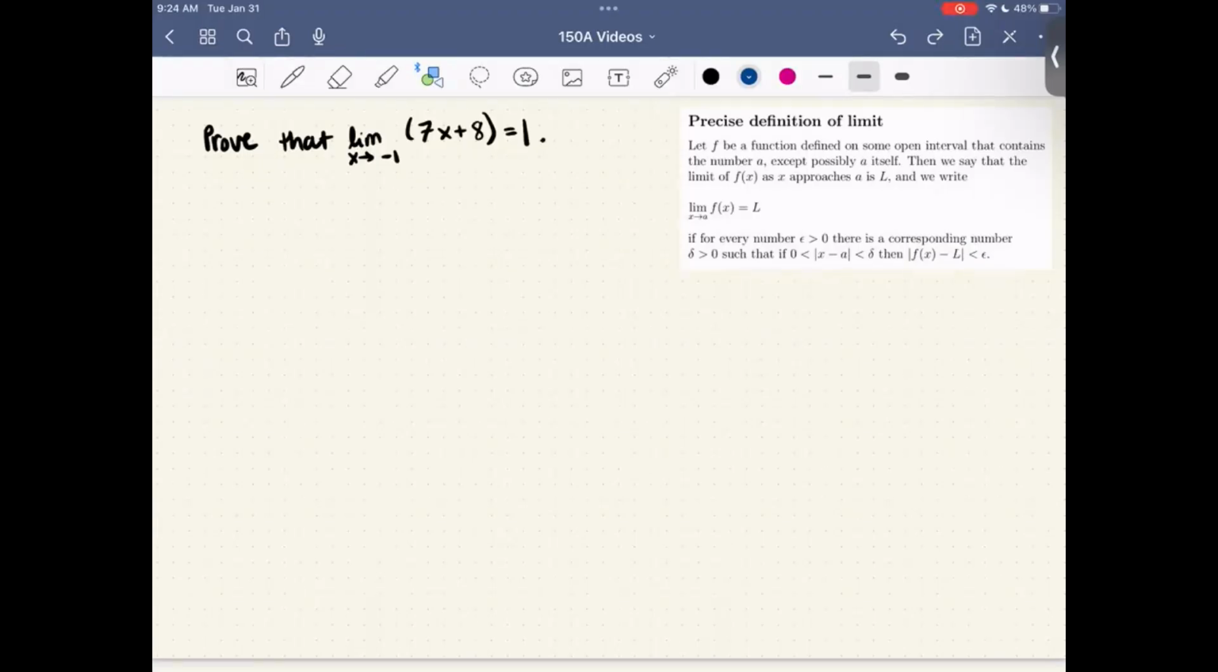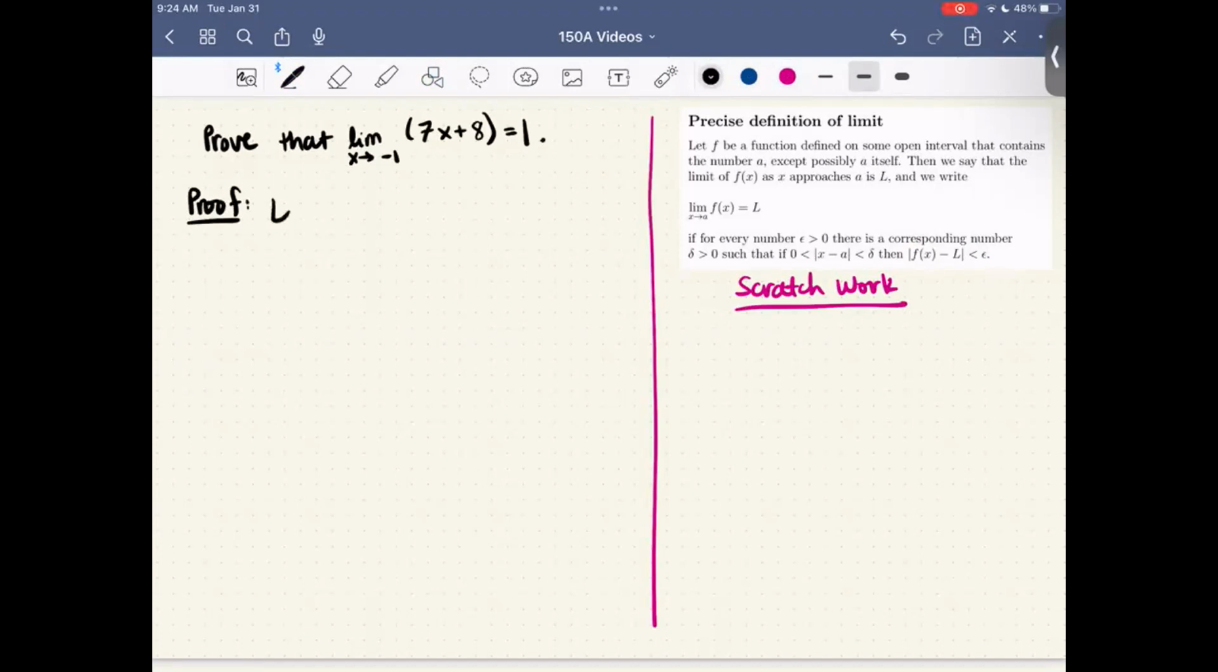Okay, we're going to do some scratch work over here. And that's going to help us figure out what our proof should look like. On the left here, we're going to actually write the proof. When you start your proof, you're always going to say, let epsilon be greater than 0. So you're always just going to say, okay, epsilon exists. It's some number bigger than 0, but that's all we can say about it.